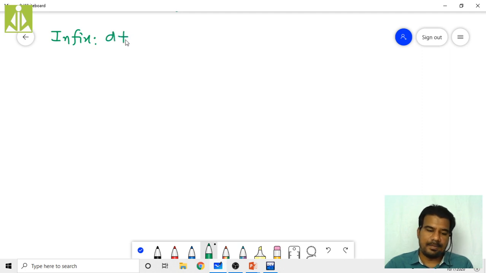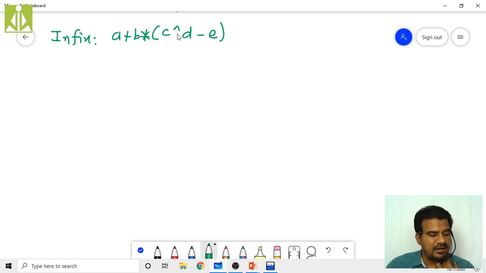So a plus, okay, this is a. So a plus, then we have b multiplication, okay, then open parenthesis, c cap, d minus e. Okay, this cap in the sense power operation, and it has a precedence level greater than all the operators. Whatever operators we see, this cap is going to have the highest precedence.